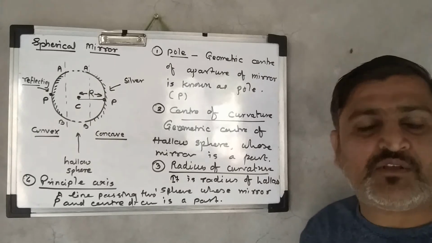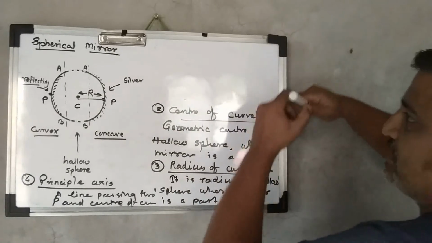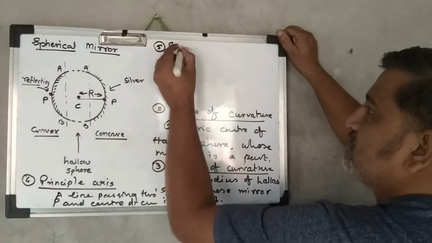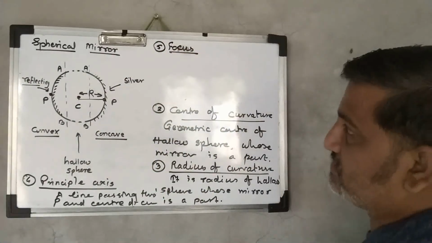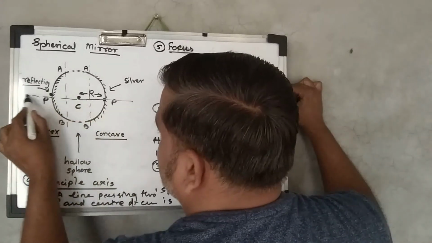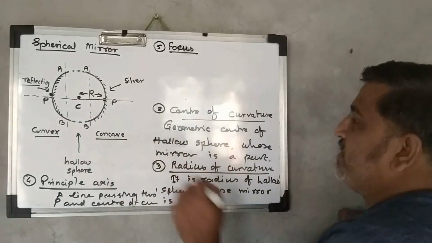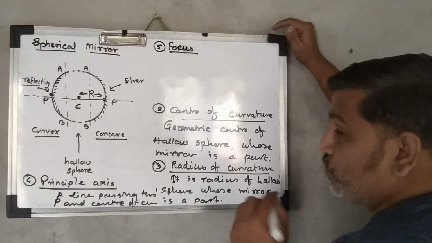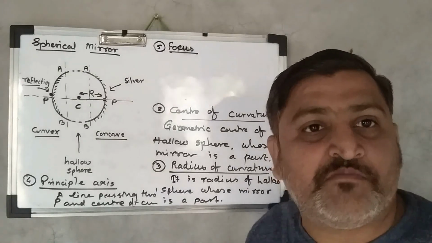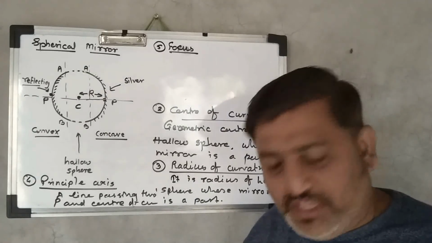Two more concepts we are going to study are about the focus. So let's start. The fifth concept is the focus. What is the focus? The focus is a point on the principal axis where, after reflection, the rays of light incident on the mirror actually meet, in the case of a concave mirror.